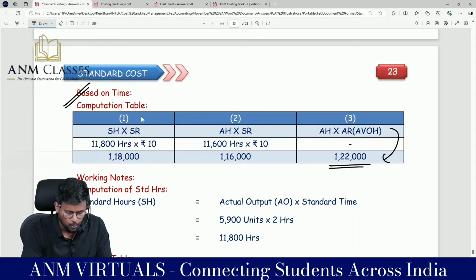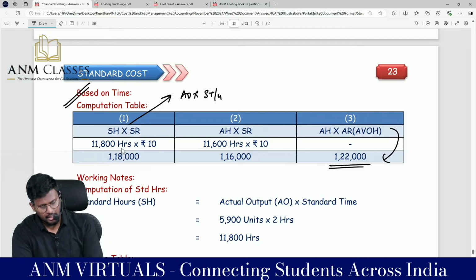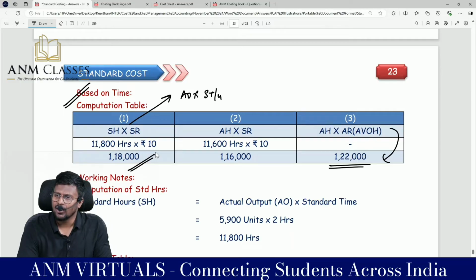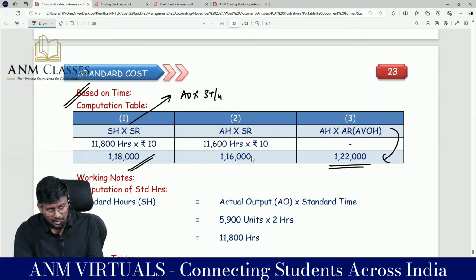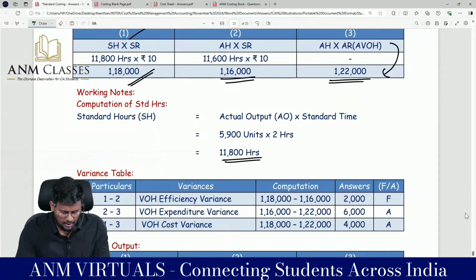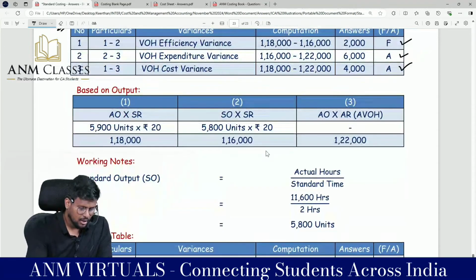Next one, standard hours. Standard hours is equal to actual output into standard time per unit. Right? What is actual output? 5,000 into 2 into 10 comes to 1,18,000. Right? Actual hours they themselves given into standard rate per hour 10, 1 lakh. That's it, man. So they themselves calculated. Sir, 1 minus 2 is variable overhead efficiency variance 2,000. 2 minus 3 variable overhead expenditure variance 6,000. Sir, 1 minus 3 variable overhead cost variance 4,000. Pakka?